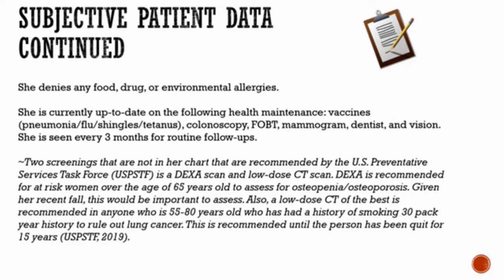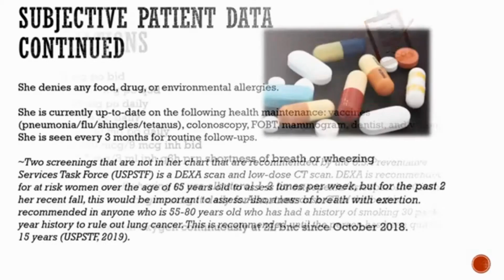On the bottom there, I just put a recommendation from the USPSTF. They do recommend for her case a DEXA scan and a low-dose CT scan. She does have a 30-pack year smoking history, and that's why the recommendation is a CT scan to rule out lung cancer. She has had recent chest x-rays that have not shown any abnormalities. There was not a DEXA scan on file for her, which would be beneficial given her recent fall, just to make sure there's no osteopenia or osteoporosis.